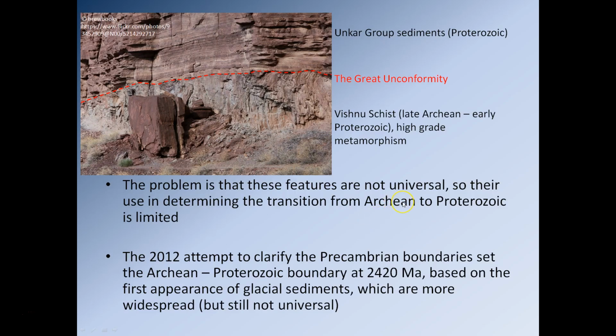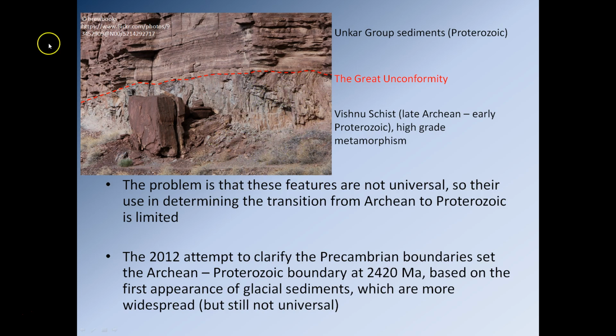So here we can actually see this unconformity. This is referred to as the Great Unconformity in the area that includes the Grand Canyon, and you can see it quite clearly here. Below us here we have a sequence of Archean rocks, so late Archean to early Proterozoic rocks. This is the Vishnu schist. This is a relatively high-grade metamorphic rock. You can actually see the layering in the rocks is near vertical.